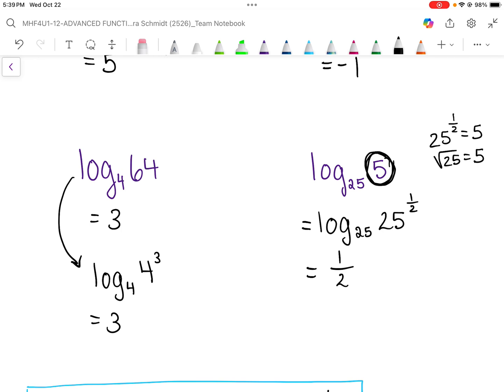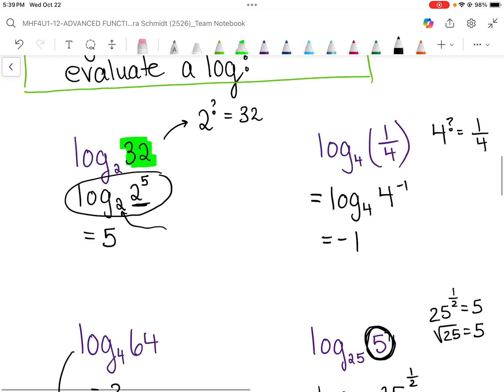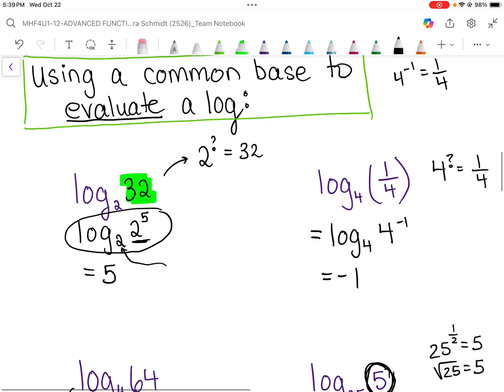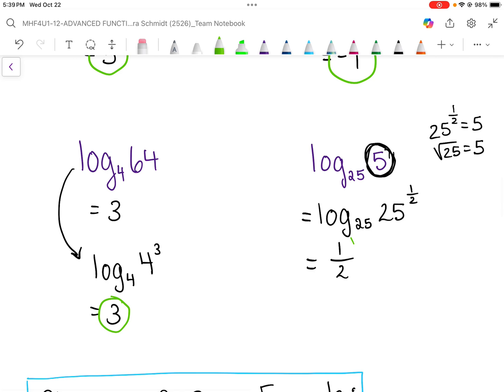So that's how we can evaluate some logarithms. When we are saying evaluate a log, we're looking for an answer, like 5, -1, 3, a half. And that's what your answer should be stated like.